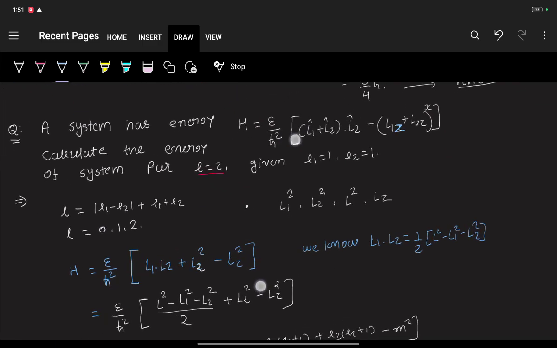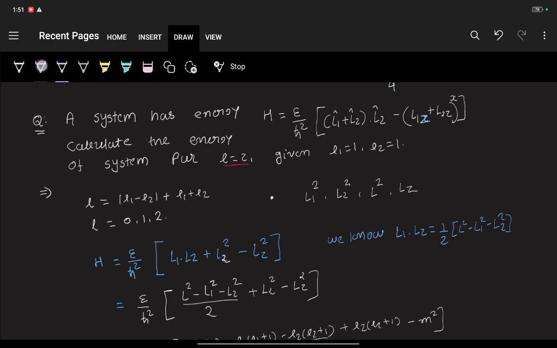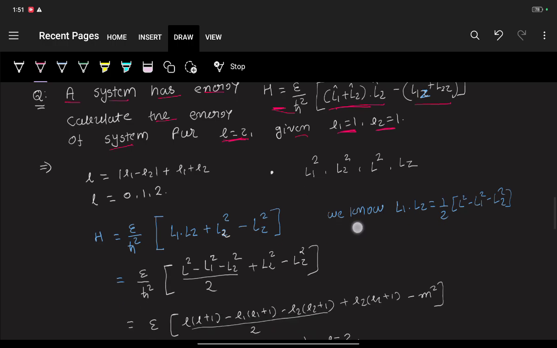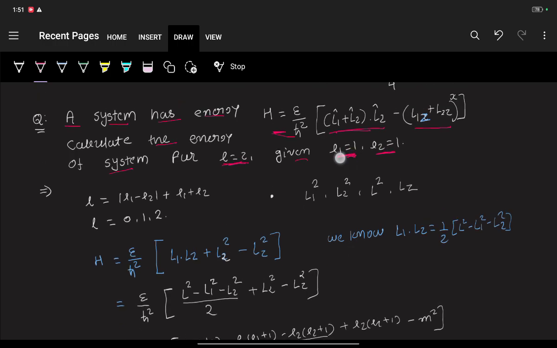This question was from quantum mechanics. The question says that a system has this Hamiltonian. Calculate the energy for the system for L equal to 2, given L1 equal to 1 and L2 equal to 1. So here we need to find out the energy. First of all, you need to understand that there are two angular momenta L1 and L2, and from there we can find this capital L, which is L1 minus L2 to L1 plus L2, and it will give us 0, 1, 2.